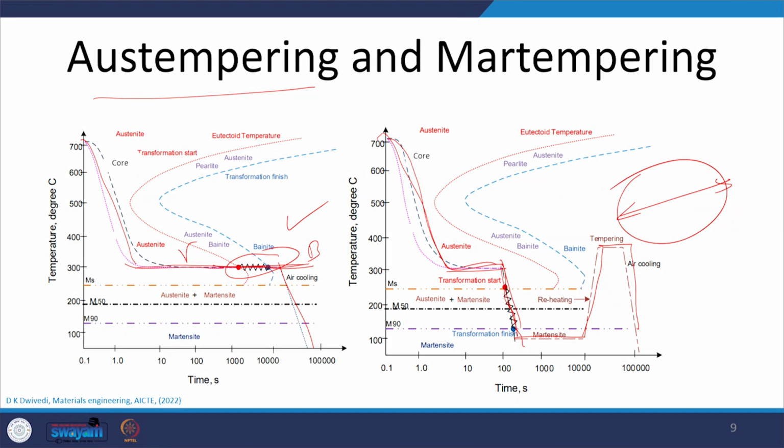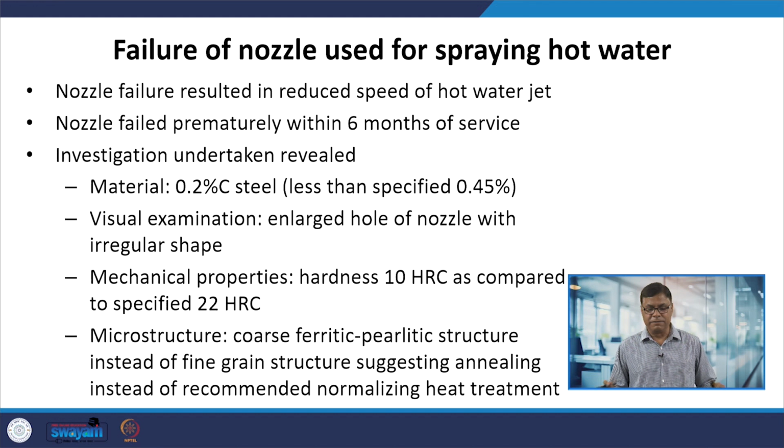This is done. Okay. So, this is a kind of case study where we will try to see what happens to the component performance if the heat treatment is done incorrectly, or an incorrect type of heat treatment is done. Okay. So, say the component was made of low carbon steel, say a nozzle, the failure of the nozzle used for spraying hot water.